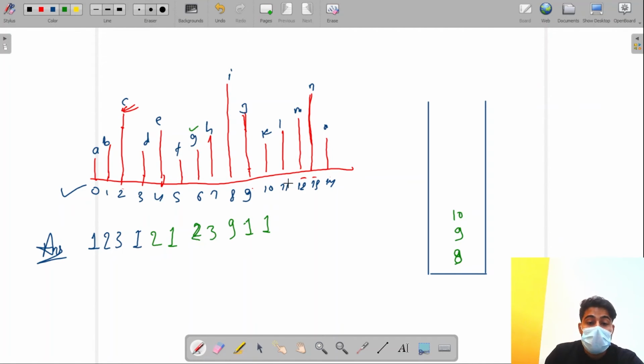Now again I reach forward. I reach the L day, nothing but the 11th index of the array. Here the steps will remain the same. I compare it with the top of stack. Here I come to know that K is smaller, so I pop it from the stack. After popping K, I compare it with the top of stack, but now the top of stack is J, and J is greater, so its span will become 2. Let me push the L value, that is 11, into my stack.